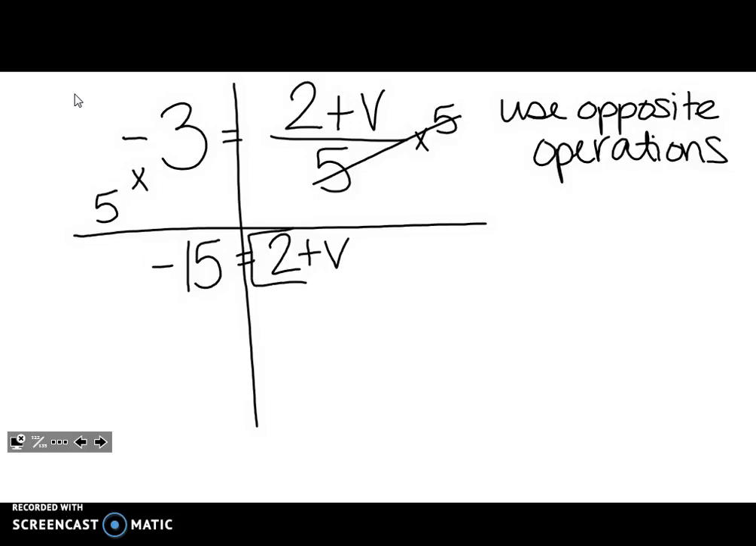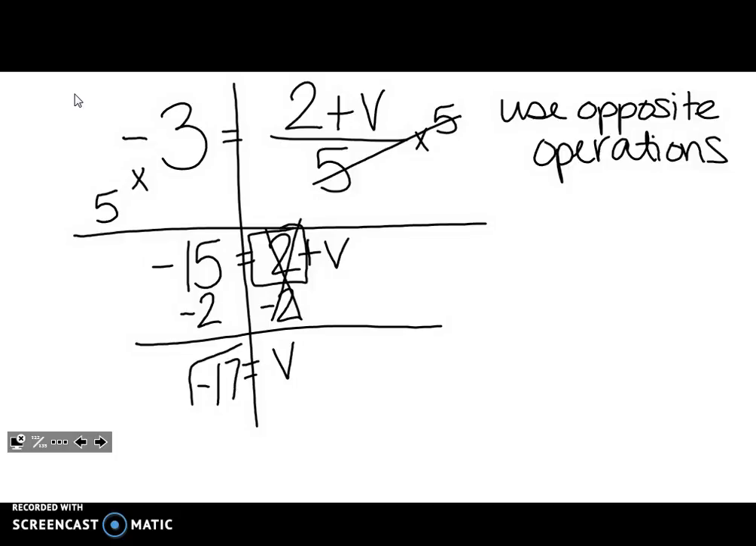Right now, this is a positive 2. So the opposite is going to be subtracted to the other side. So I have v equals negative 17. Make sure you use your calculator for your negatives and positives. And those are the three types of two-step equations.